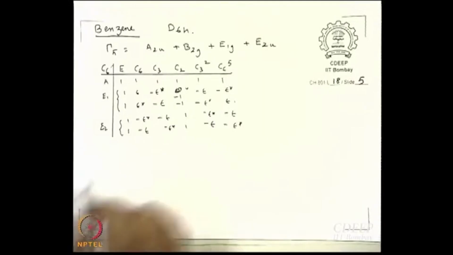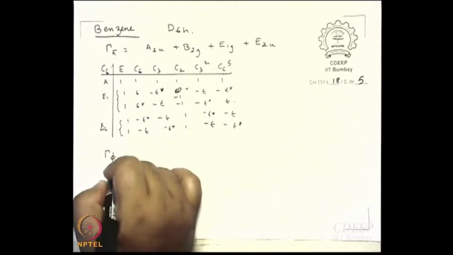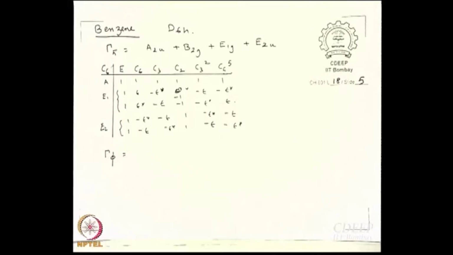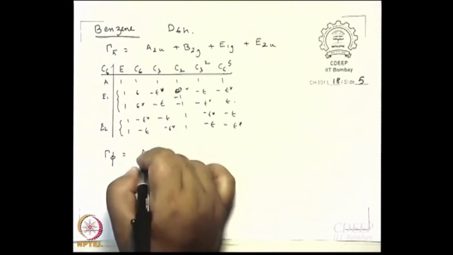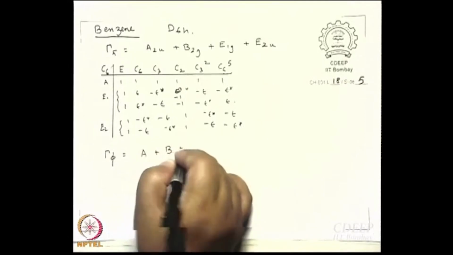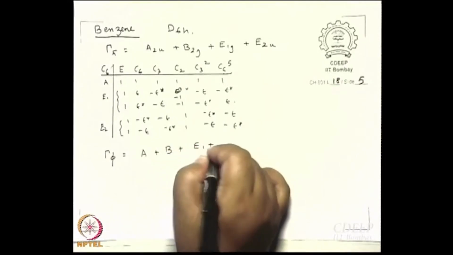Okay. So, what is gamma pi in C6? What will gamma pi be in C6? See, that is why I needed the character table. Anyway, please work out the correlation yourself. You need to have the two character tables in front of yourself. Just believe me when I write this, A plus B plus E1 plus E2.